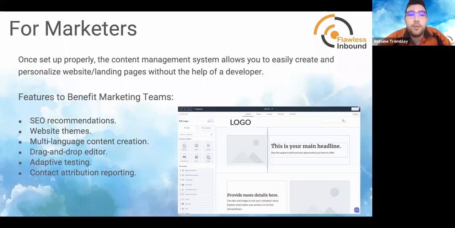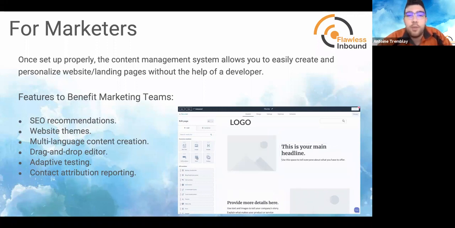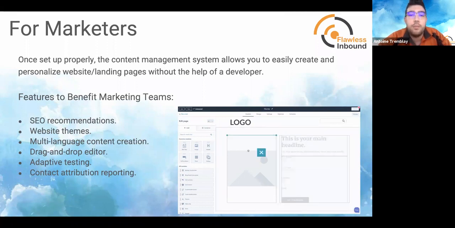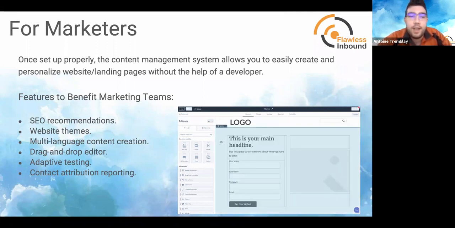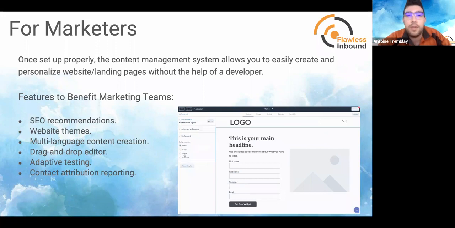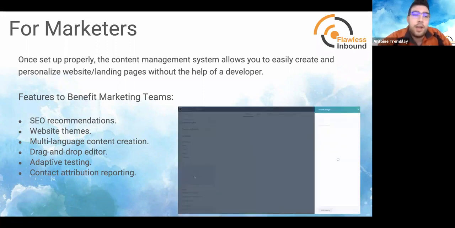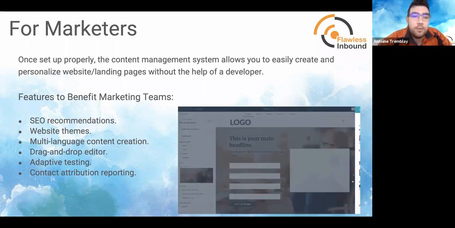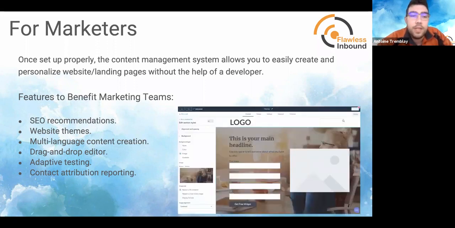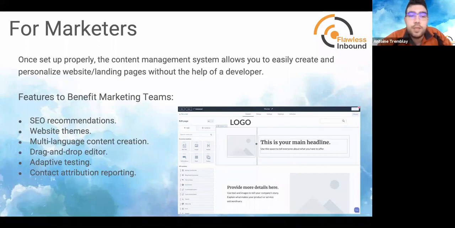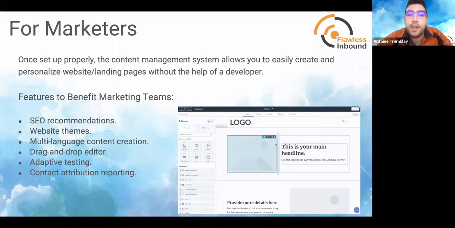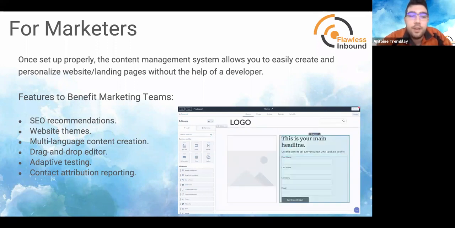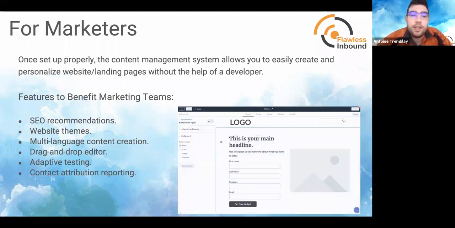So I guess we're going to start with the marketers. Once set up properly, like I mentioned, it gives marketers all the tools that they need to modify stuff on the fly and easily move stuff around without always having to reach out to a developer. Some of the features that we're going to highlight here are SEO recommendations, website themes, multi-language content creation, the drag and drop editor that you see in this GIF, adaptive testing, which is also known as A/B testing, and contact attribution reporting.